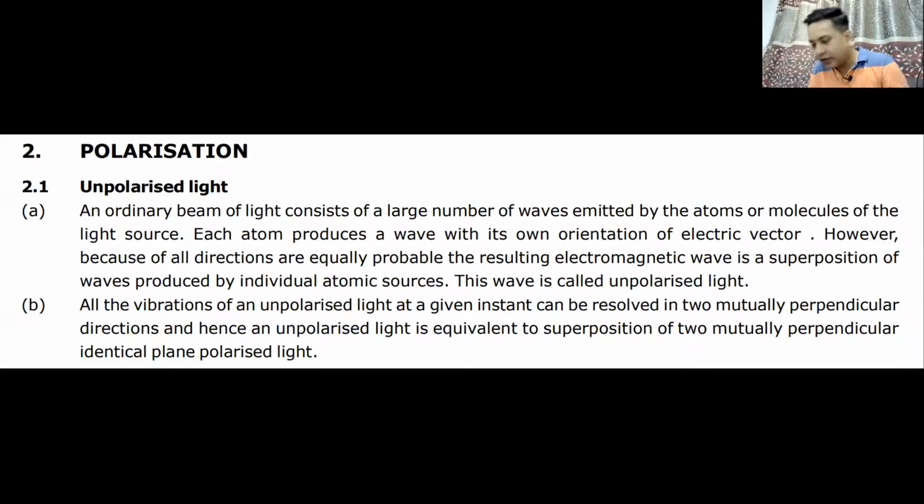Polarization. Now, what do you understand by the term polarization? Now, you understand that light is an electromagnetic wave. Yes or no, beta?